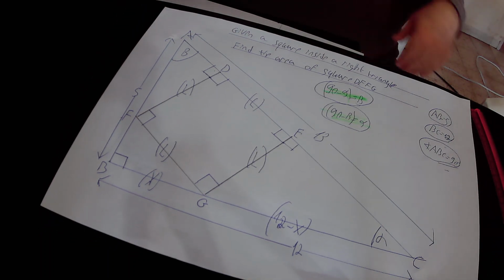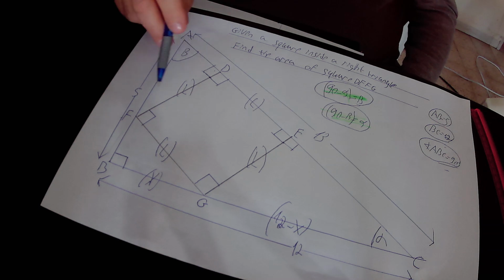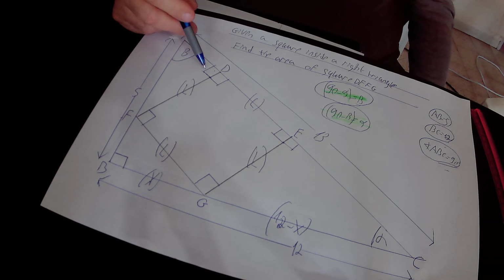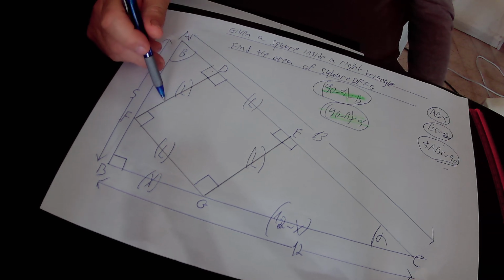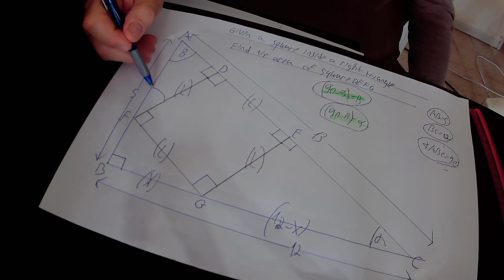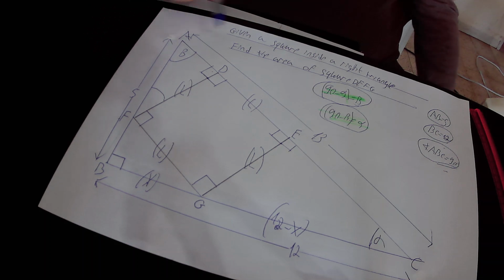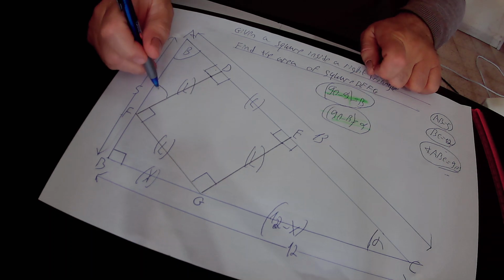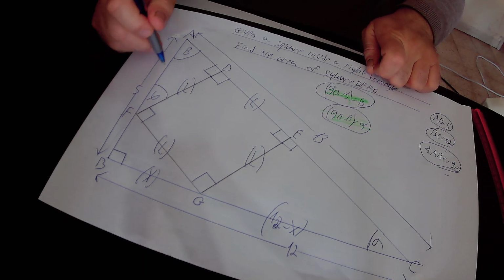In the next step, we'll focus on the small right triangle, triangle ADF. In the small right triangle ADF, this angle equals beta, this angle equals 90 degrees. Therefore, the missing angle must be equal to 90 degrees minus beta. But 90 degrees minus beta equals alpha. Therefore, the missing angle equals alpha.